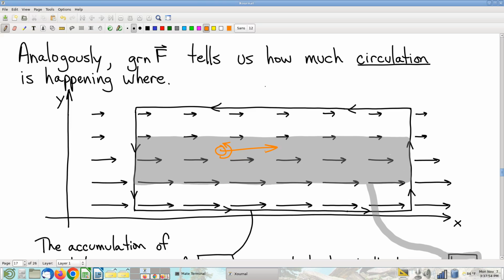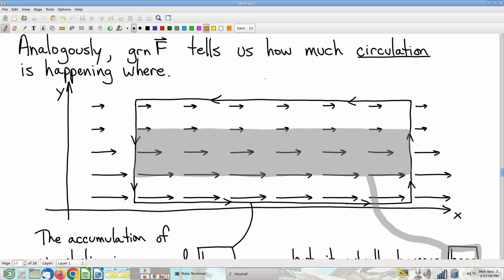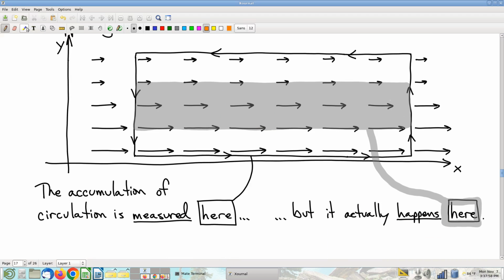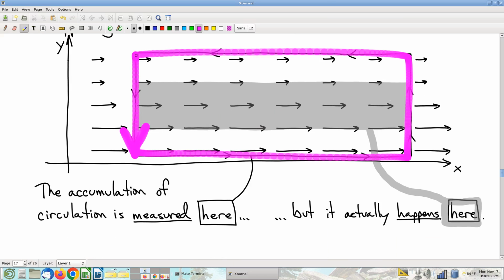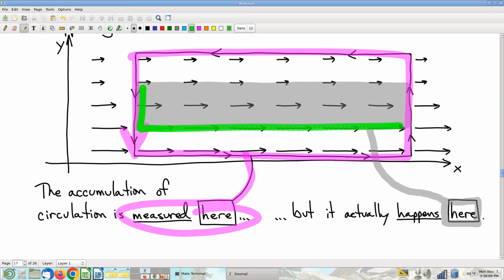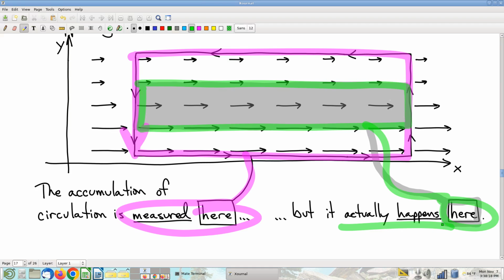Okay. All right. So, all together then, this is how you measure circulation, but where did the circulation actually happen? Well, the circulation actually happened in here where the leaves are rotating. That's where the circulation comes from that you detected on the boundary. That's where it really is. Everybody on board? Feel free. Questions? Anybody?